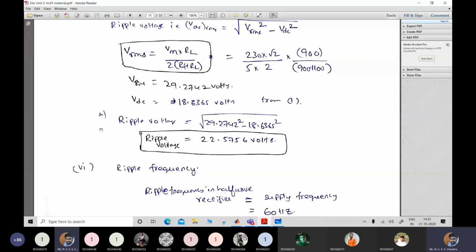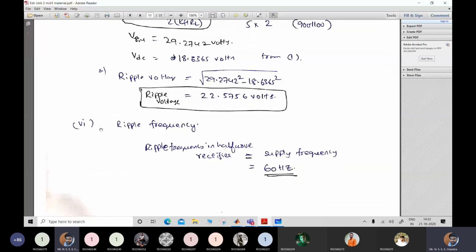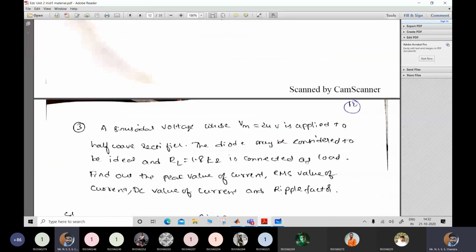So ripple frequency means nothing but your output frequency. What is your output frequency in a half wave rectifier? Same as that of your input frequency. That's why we write that in a half wave rectifier it is equal to your supply frequency, that is 60 Hz. Okay.